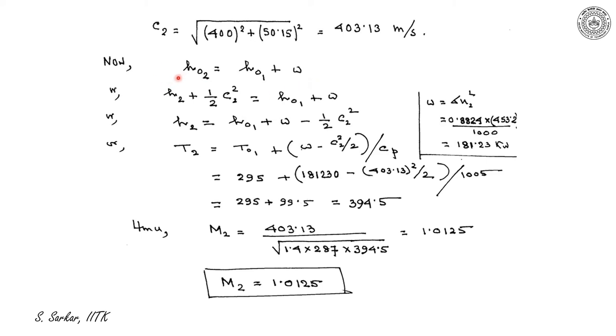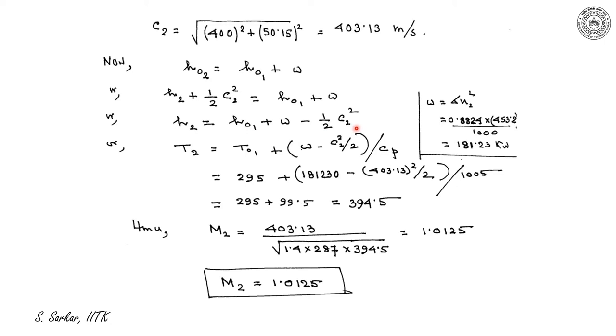Now I can write h02 is equal to h01 plus w, where h02 is the enthalpy of fluid at the exit of the impeller, h01 is the total enthalpy at inlet, plus small w is equal to specific work input. Now here h02 I can write as h2 plus half C2 square. Thus I have written h2 is equal to h01 plus small w minus half C2 square.